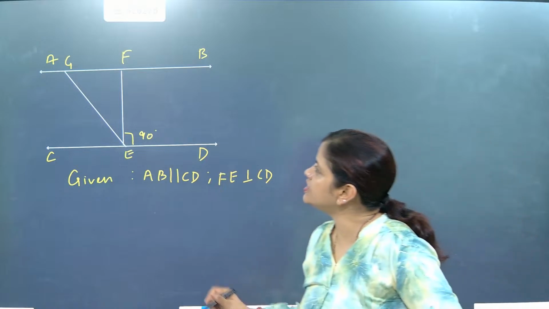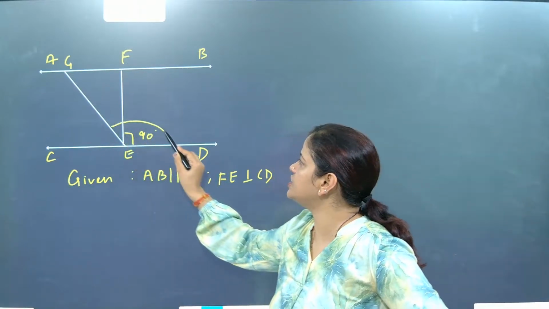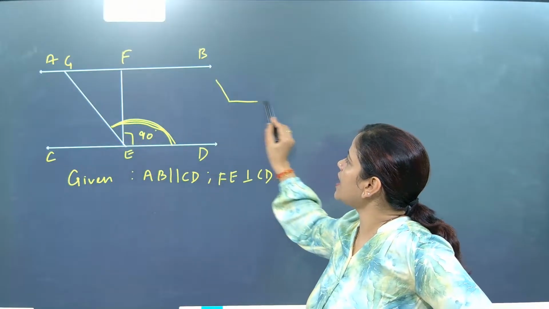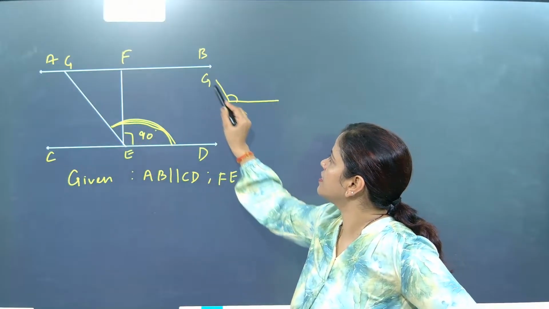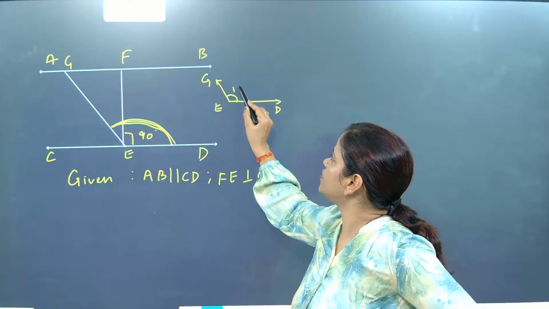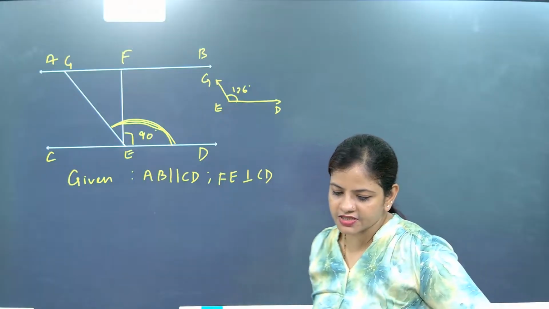Now angle GED. Total angle GED. Look here how I am drawing this. That is total angle GED, and it is equal to 126 degrees. How much is it given? 126 degrees.